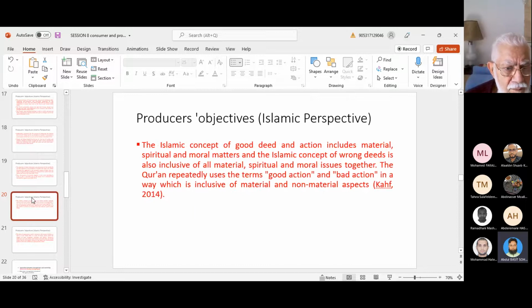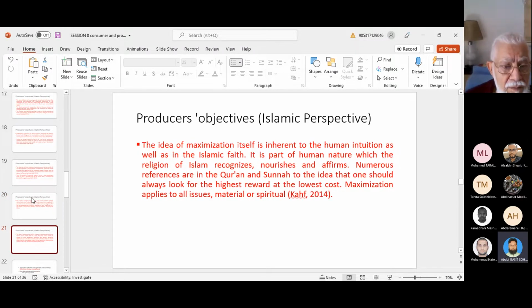The Islamic concept of good deed and action includes material, spiritual, and moral matters, and the Islamic concept of wrong deeds is also inclusive of all material, spiritual, and moral issues together. The Quran repeatedly uses the terms good action and bad action in a way which is inclusive of material and non-material aspects.